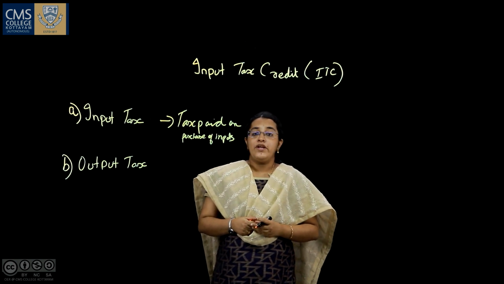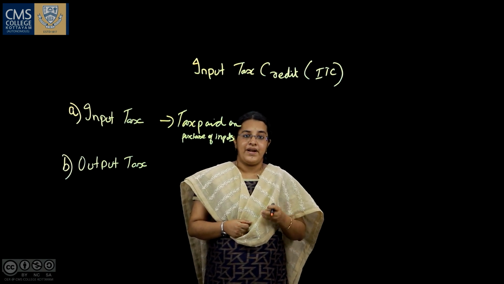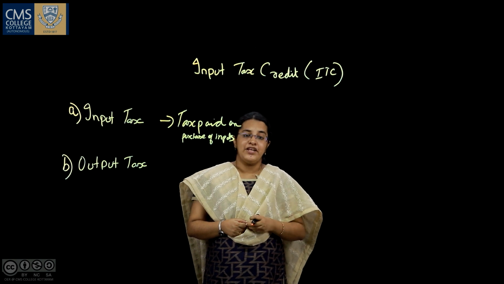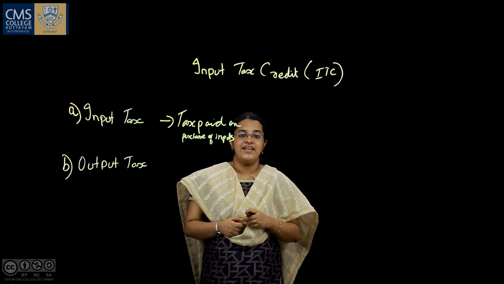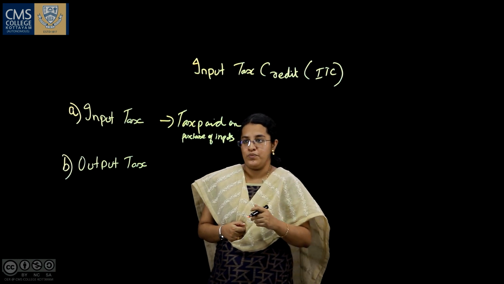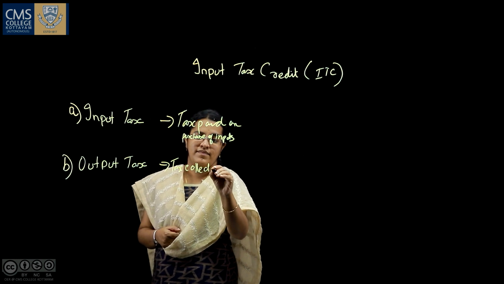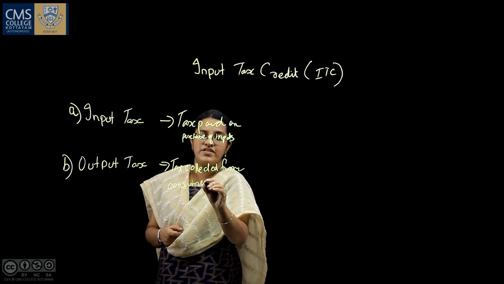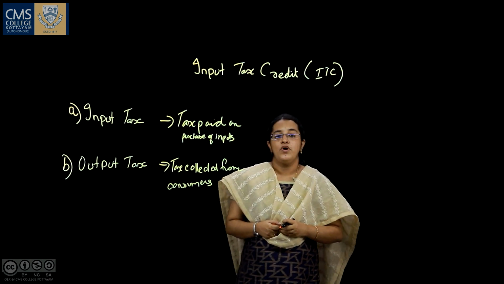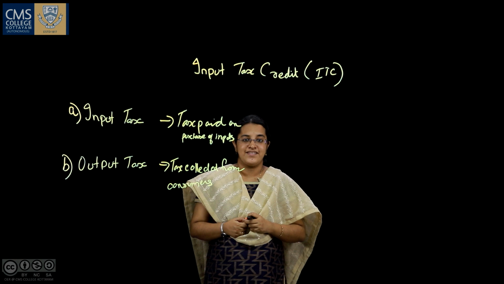Similarly, when you sell your final output to the consumers, you will be collecting a price from them, and that price includes GST. Output tax is nothing but the tax collected from the consumers when you sell your final product to the consumers. Now, you don't have to pay the entire amount of tax collected from the consumers to the government. You get what is called as an input tax credit.